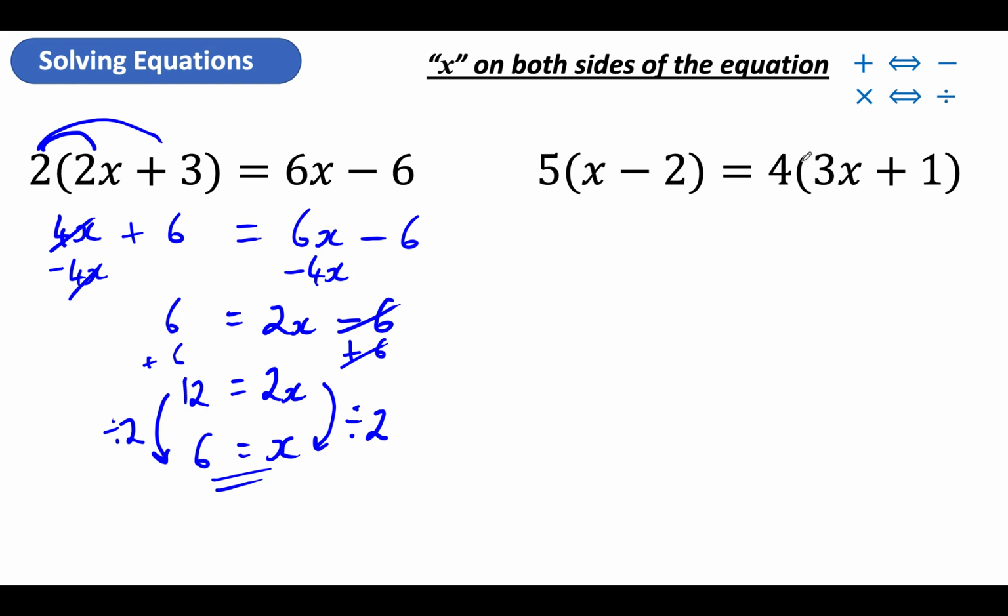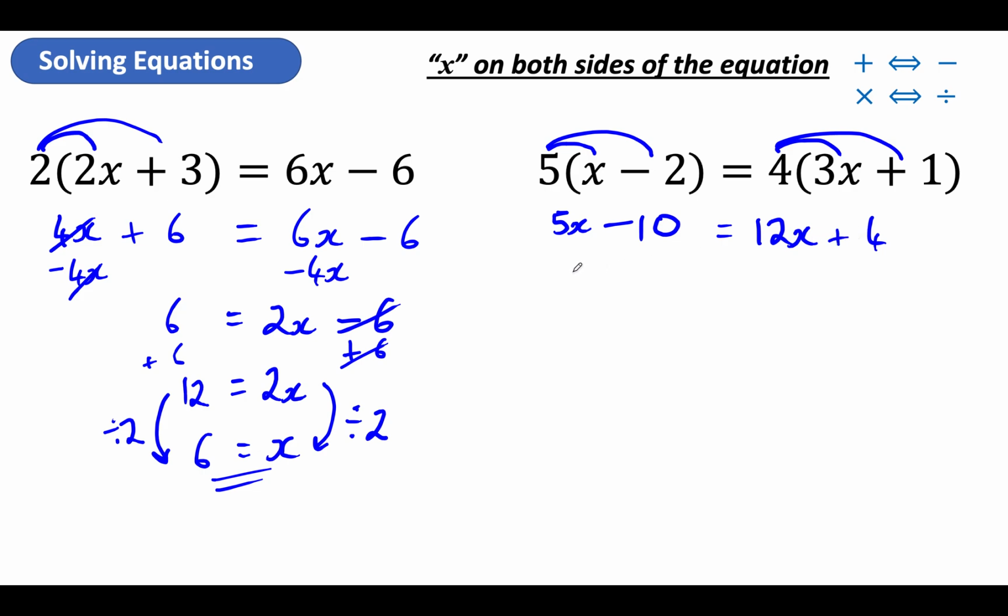Okay, this time, well, we've got 2 brackets. So we have to expand both of them. Right. 5 times x is 5x. 5 times negative 2 is negative 10. And 4 lots of 3x, well, 4 times 3 is 12, so it's going to be 12x. And 4 times the 1 is 4, and they're both positive, so that's positive.